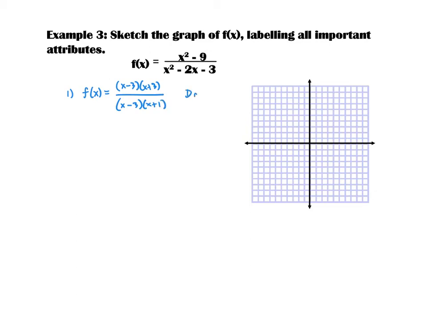So I know the domain of f of x will be negative infinity to -1, unioned with -1 to 3, unioned with 3 to infinity. I know that there's going to be a vertical asymptote at -1, and there's going to be a hole at x equals 3. Let's note that. Vertical asymptote at x equals -1.